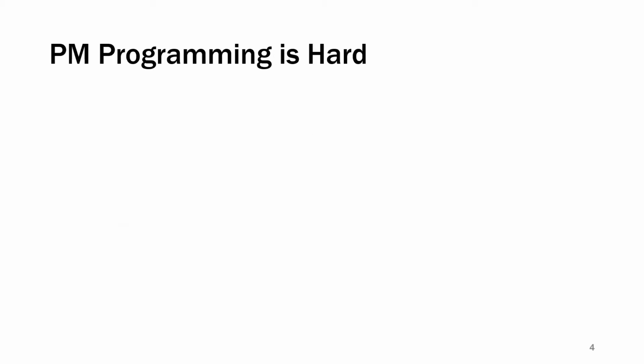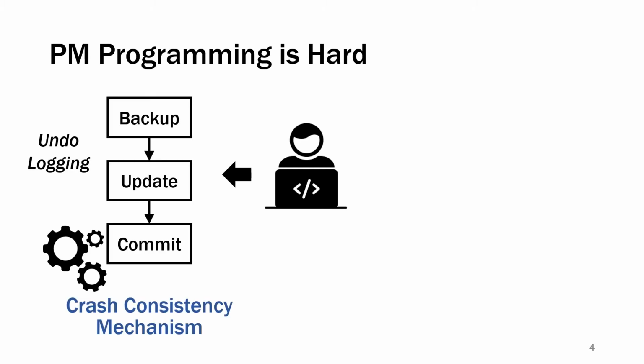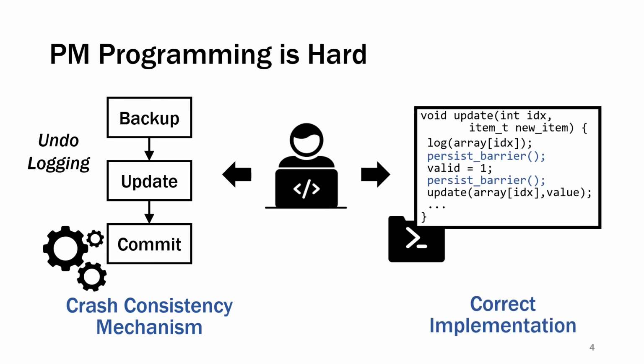With the hardware support for persistent memory and many other programming support built on top of the hardware, it is still hard to program for persistent memory systems. The programmer not only needs to come up with a cross-consistency mechanism, such as a commonly used undo logging mechanism, but also needs to correctly implement it.